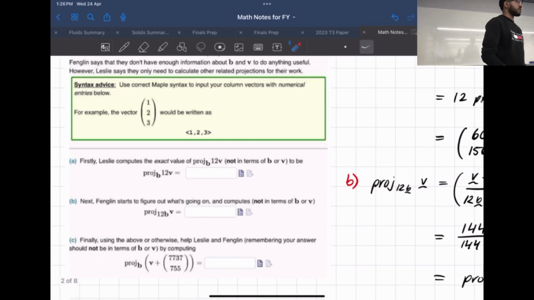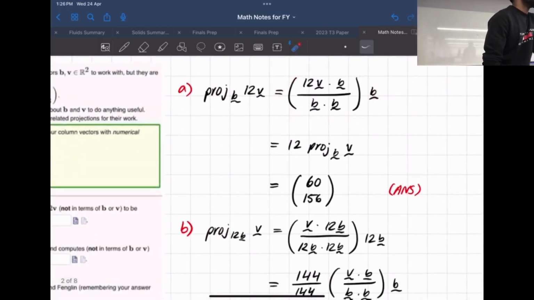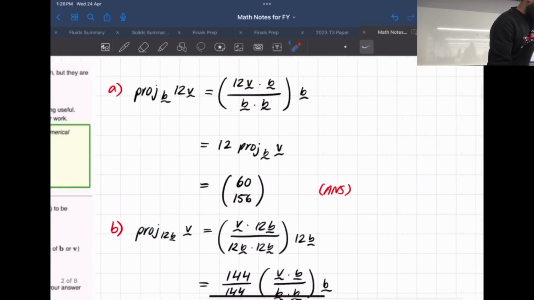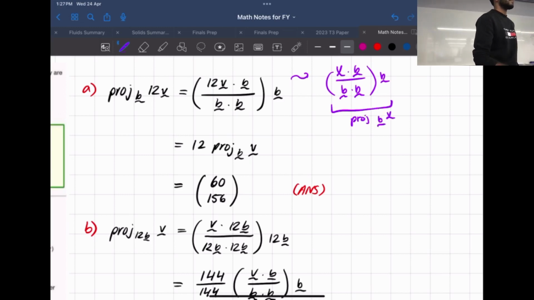Okay, perfect. The reason for that is when you sub it into our dot product equation, you get 12v dot b divided by b dot b multiplied by the vector b. We can see that when we factor out a 12, we're left with v dot b over b dot b, and this is just the projection of v onto b.